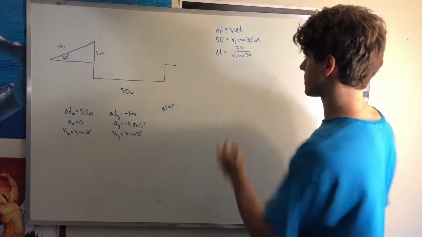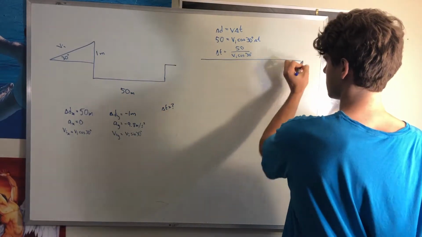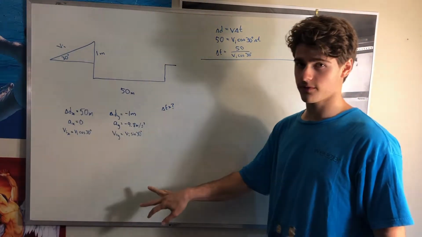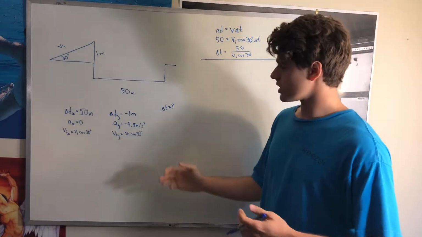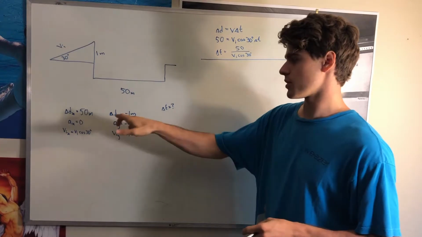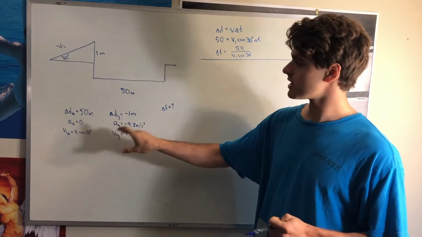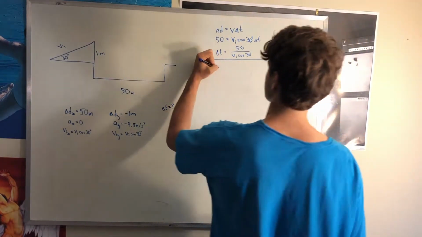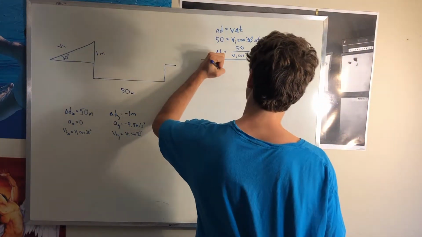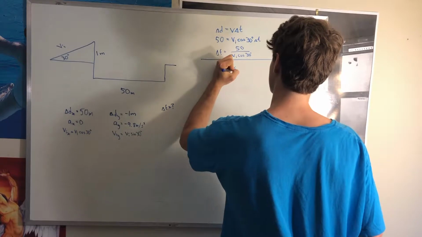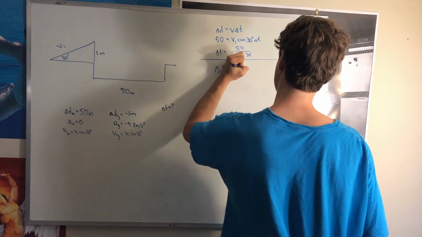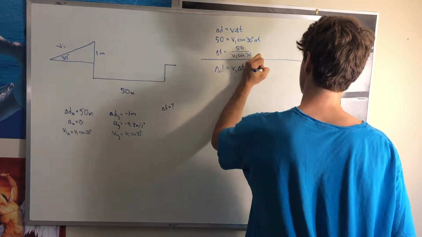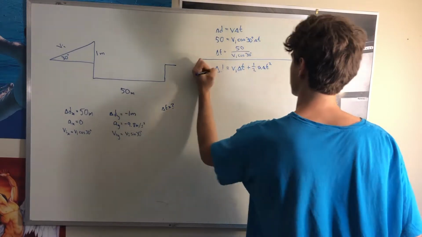Now we can use this value of delta t in an equation for the vertical variables. What is an equation that uses displacement, acceleration, initial velocity, and time? Well, that would be this equation: delta d equals VI delta t plus 1/2 of acceleration times delta t squared.